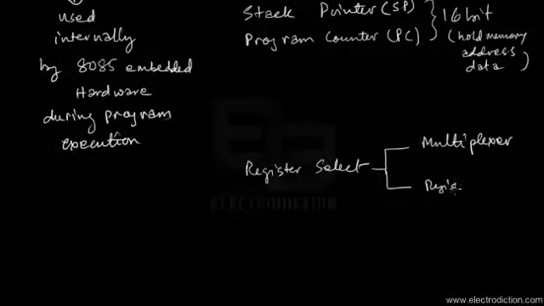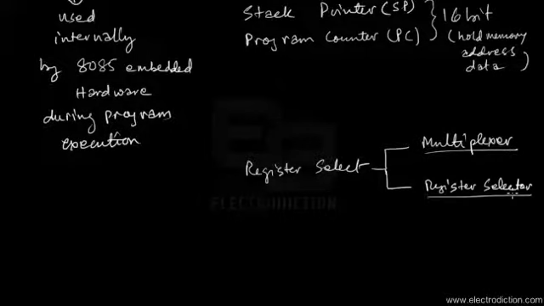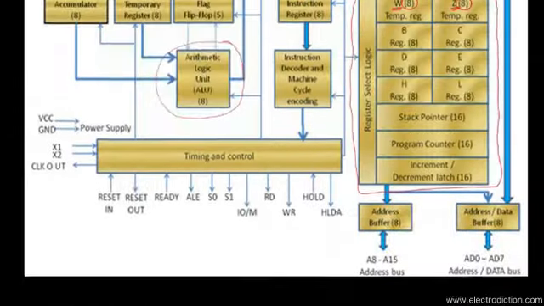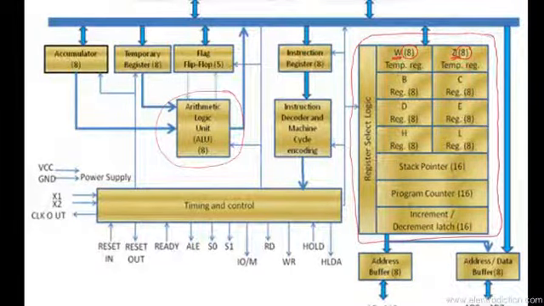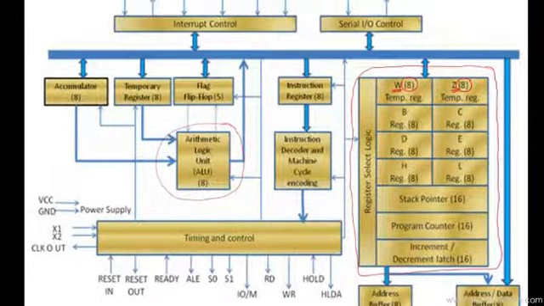Okay, so I'm just gonna write that down over here. Register, sorry, don't mind my mistake, selector. So these two are basically circuits that are present in this particular block. That's the register select block. And what happens is that during a program execution, whenever let's say we need to store data in the register B over here, the internal devices present inside the 8085 chip need to select the register B in order to store the data over there.